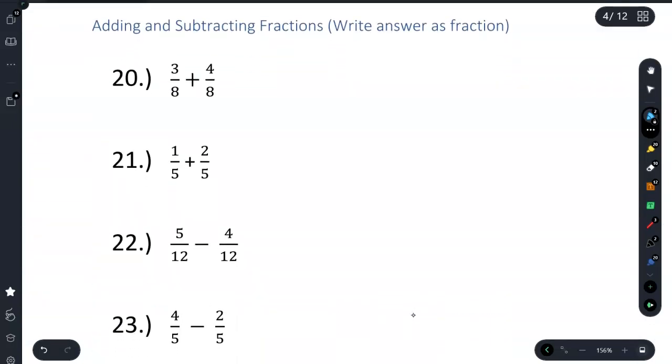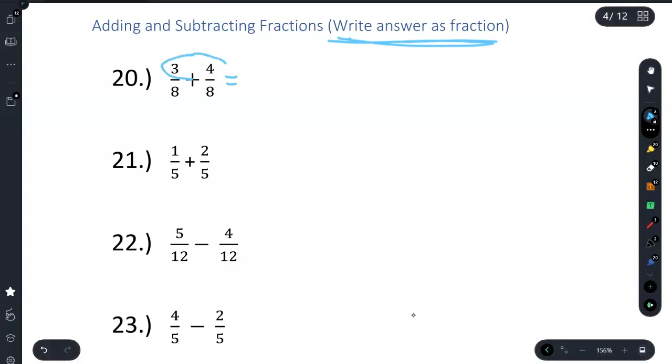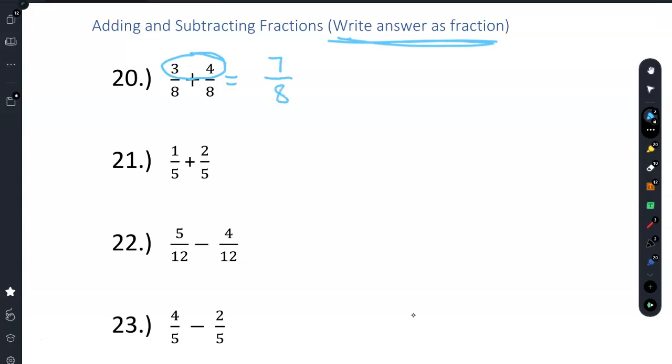Okay, so next we're going to look at adding and subtracting fractions, and I want to write my answer as a fraction. Once again, I'm going to show you how to do this one by hand. We're going to go to the calculator for most of these though. So I have 3/8 plus 4/8. We always have heard that we have to have common denominators before we can add or subtract. And in this case, we have a common denominator. So if we have that, we just want to add the numerators. That's the value up top. 3 plus 4 gives me 7. And I keep my denominator. So that gives me 7 over 8. And I would check to see if I could simplify.